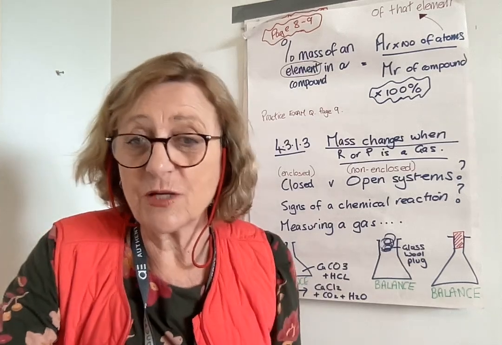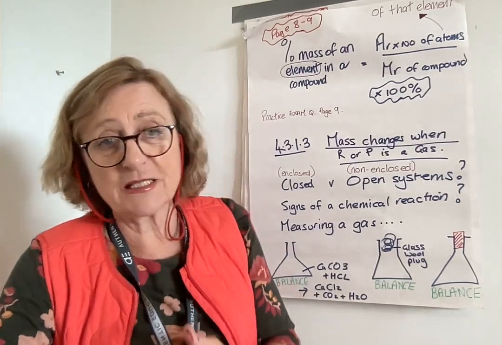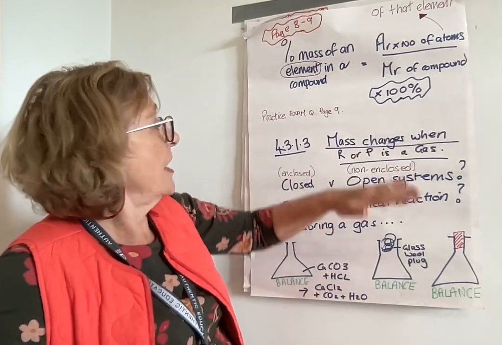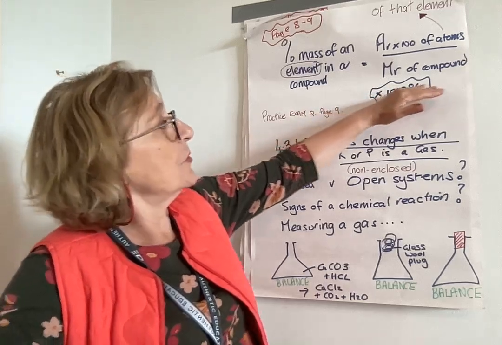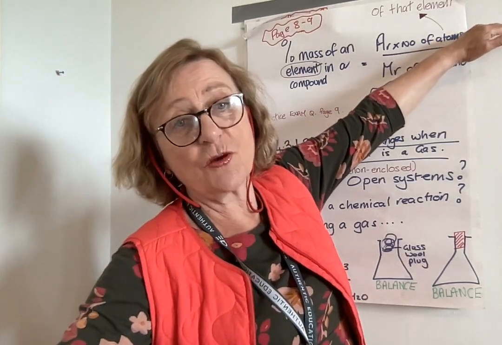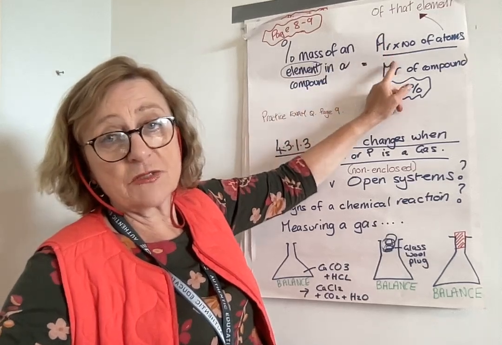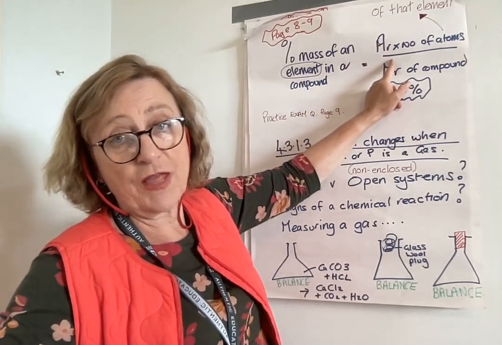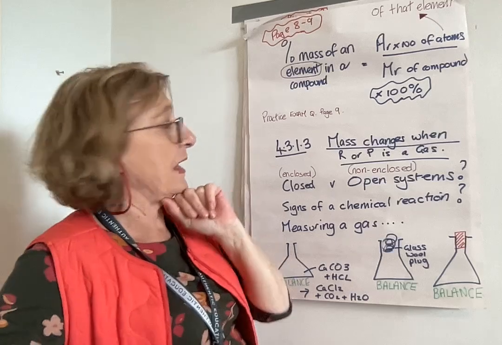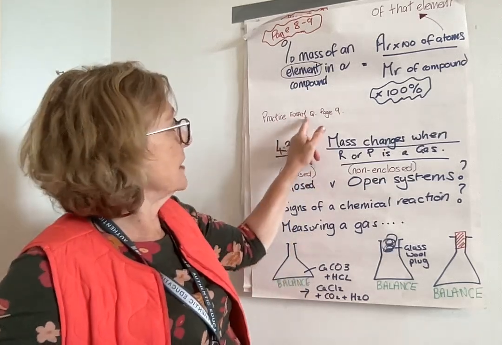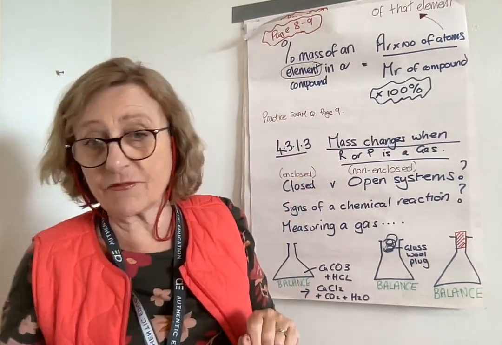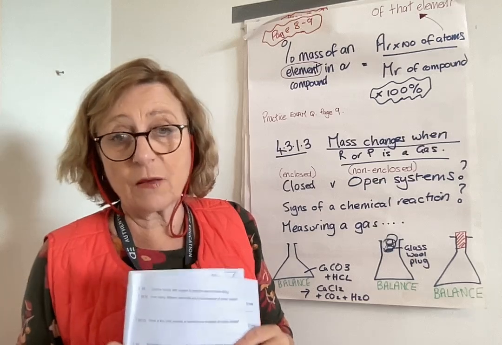In mathematical language, as a percentage, simply translates to times 100. Remember, when you do the sum, you put the times 100 up there on the top line of the sum. So you take the relative atomic mass, divide it by the formulaic mass of the whole thing, times 100. And that is it. Have a go at the practice exam question on page 9 of our booklet to see if you can work that one out.